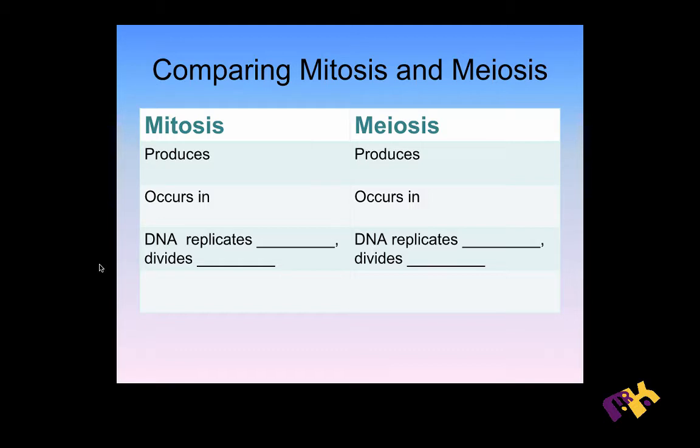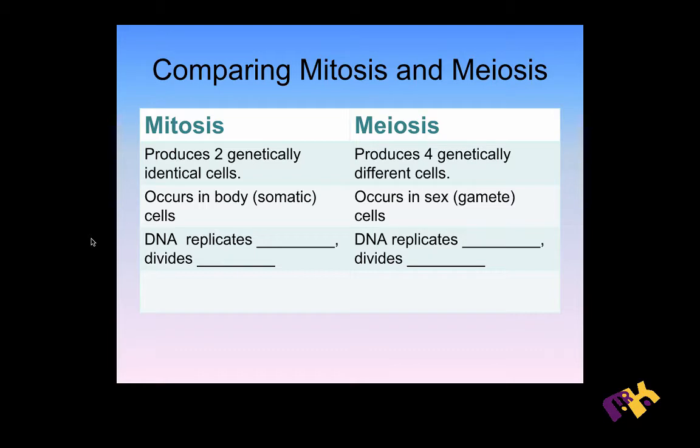All right, so if you wanted to compare them to each other, mitosis and meiosis, right? In mitosis, we're going to produce 2 genetically identical cells. We mentioned that several times already. In meiosis, you have 4 genetically unique gametes. Mitosis is going to occur in somatic cells versus meiosis occurring in sex cells located in the ovaries of female and the testes of male, for the human species anyway.